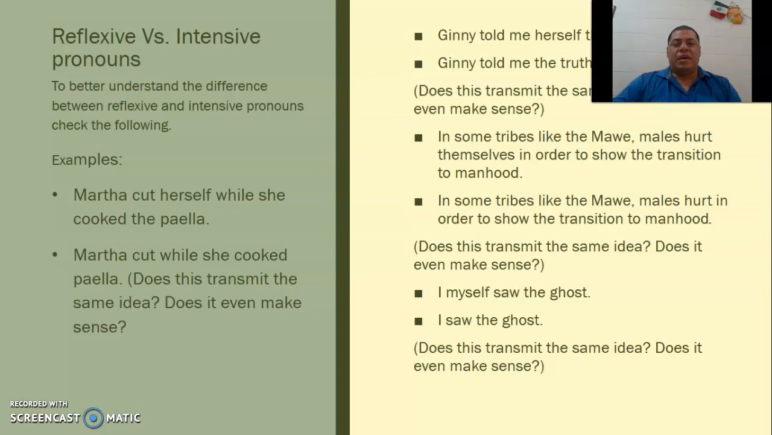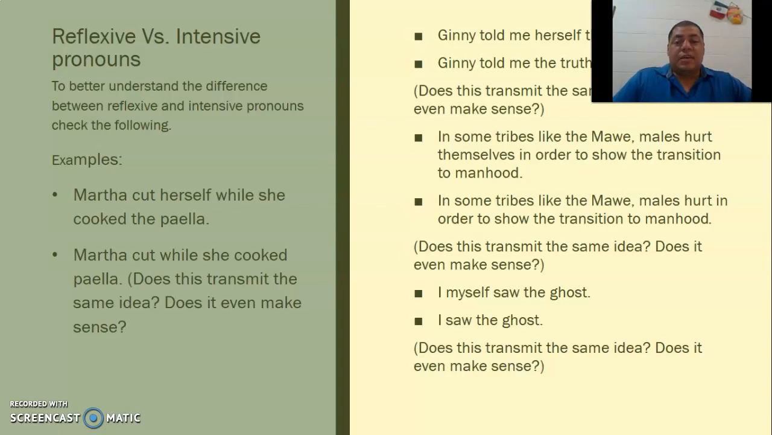Now, to show the difference between both pronouns, reflexive and intensive pronouns, I have gotten some examples. Now, let's get down to business. See, Martha cut herself while she cooked the paella. What we are going to do in order to decide if the pronoun is a reflexive or an intensive pronoun is to eliminate the pronoun from the sentence. See, let's do that. Martha cut while she cooked paella.